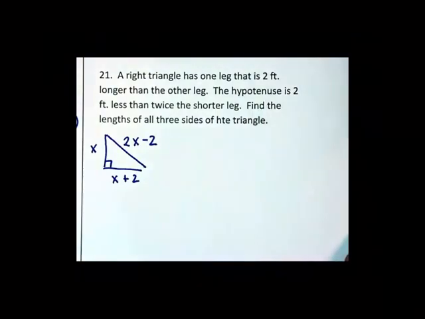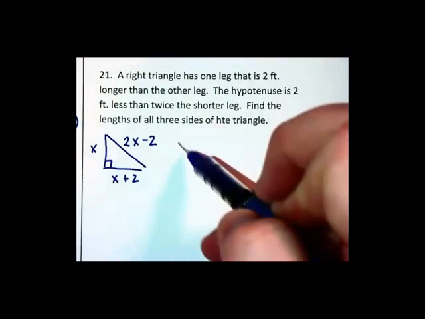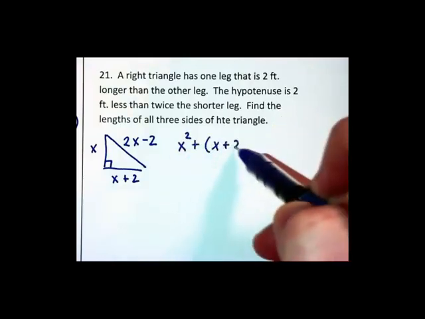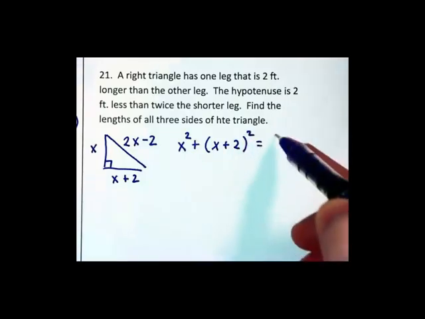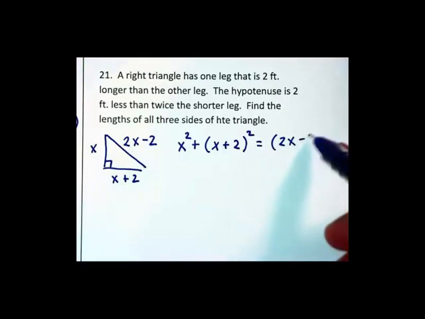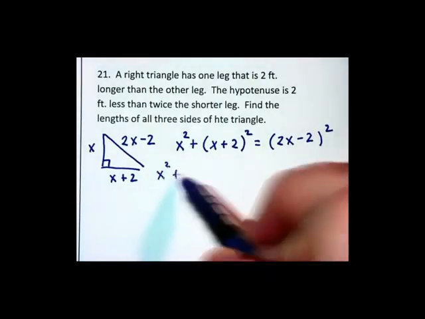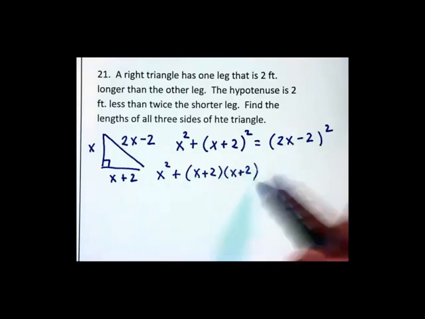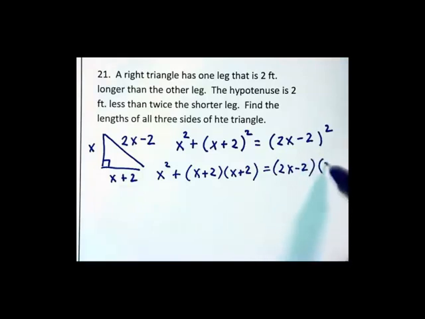Because we're dealing with the lengths of sides, this is going to be the Pythagorean Theorem. So the sum of the squares of the lengths of the legs gives us x squared plus (x plus 2) squared equals the square of the length of the hypotenuse. That's (2x minus 2) squared. Okay, here we go. Left side, x squared plus (x plus 2) times (x plus 2) equals the right side, (2x minus 2) times again (2x minus 2).